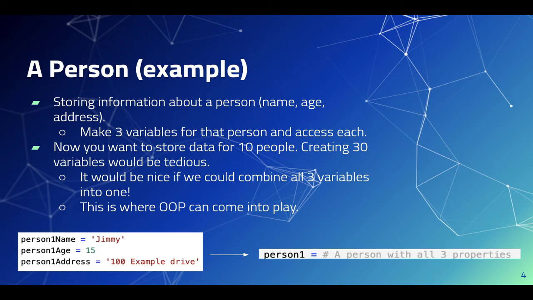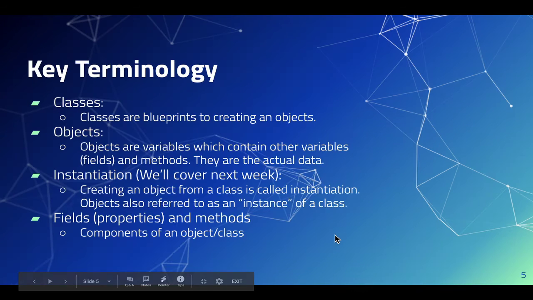However, this is, again, a lot of variables to keep track of, and it's going to make your code a lot messier. Instead, what we can do is use an object and combine these three variables into this person 1 object rather than a separate one for name, age, and address. We can have this global person 1, which will have a name, age, and address associated with it. And this is where object-oriented programming can really come into play.